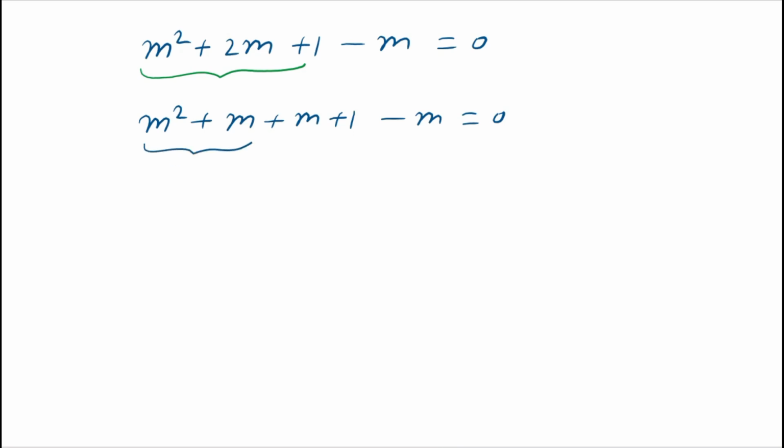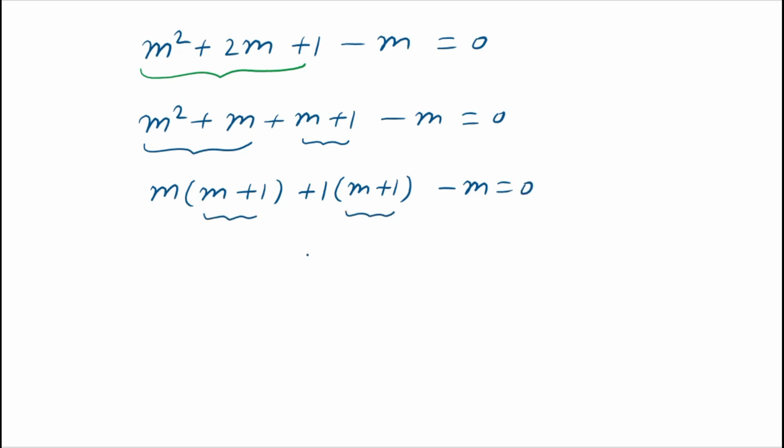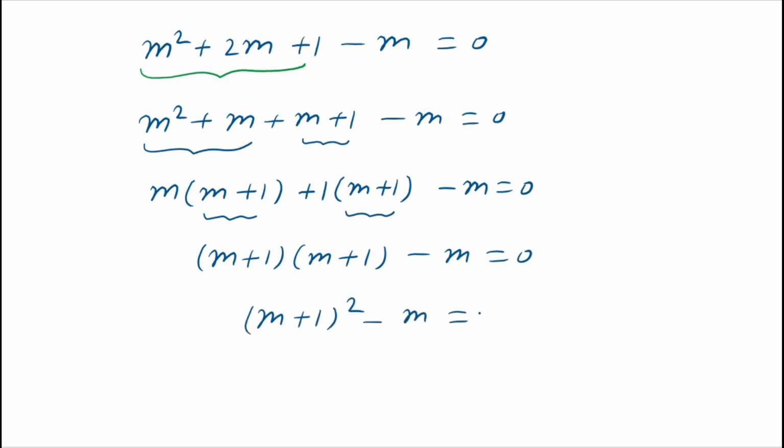Now look carefully at the first two terms. If we take m common, then m² divided by m is m, and m divided by m is 1. And look carefully at these two terms. If we take 1 common, you will get m + 1 and minus m, equals 0. Now m + 1 is common, so if we take m + 1 common, you will get (m + 1)(m + 1) minus m, equals 0. Now m + 1 times m + 1 is (m + 1)², minus m, equals 0.